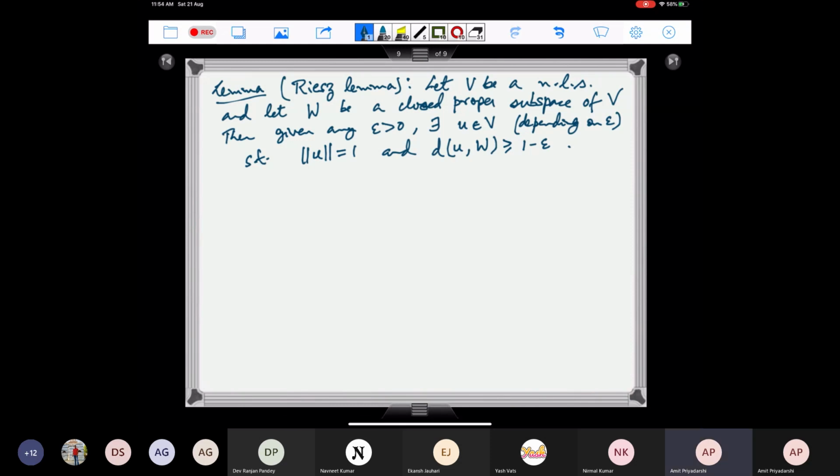So, what is the distance between a vector and a subset? That is just the infimum. I'll write the distance between U and W. This is the infimum of norm U minus W for W belonging to W. So the distance of a point from a subset in a metric space is defined as the infimum of the distance of U to any point in that subset. So this is what we have.